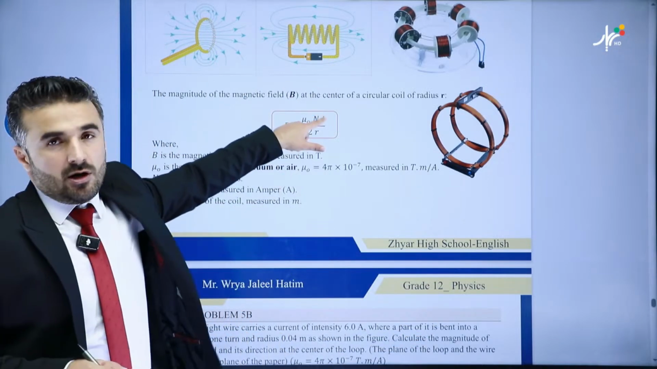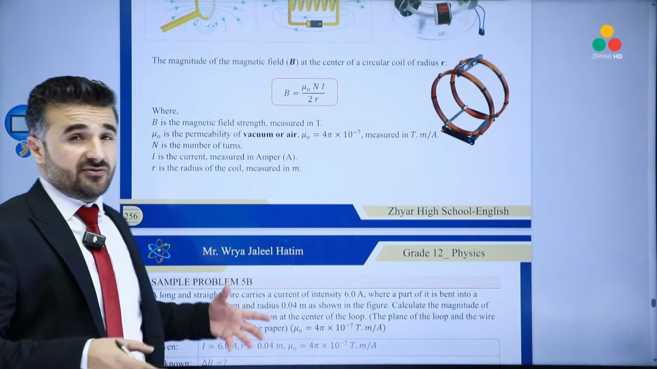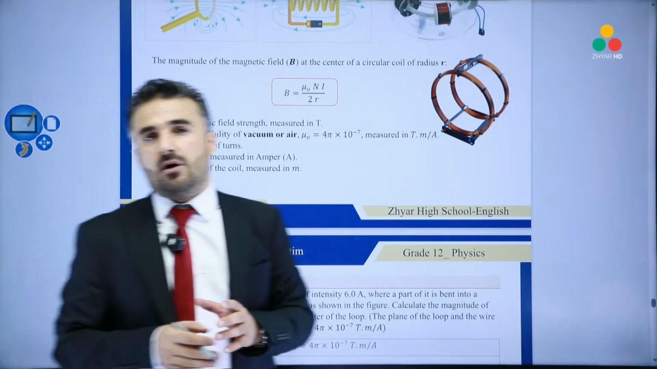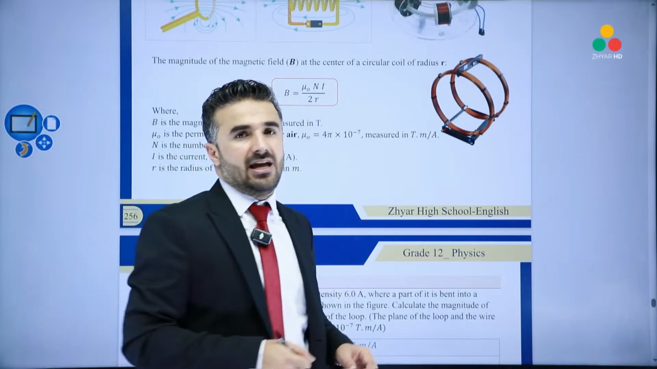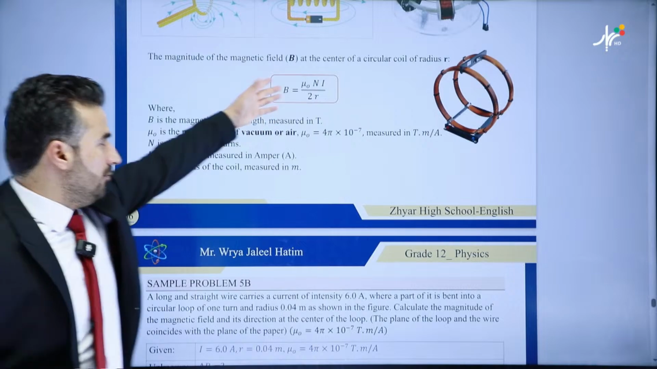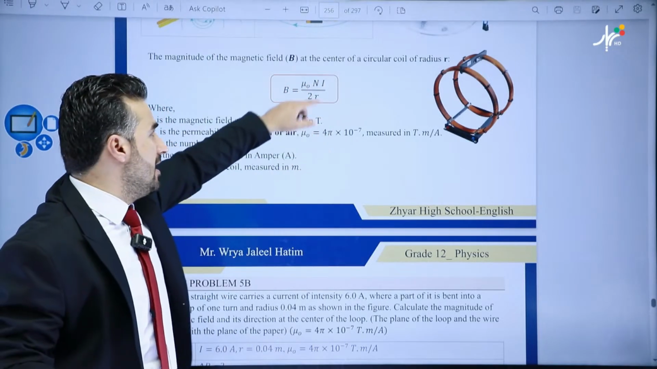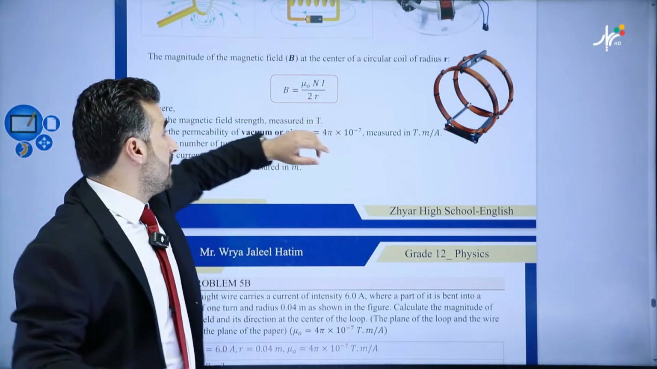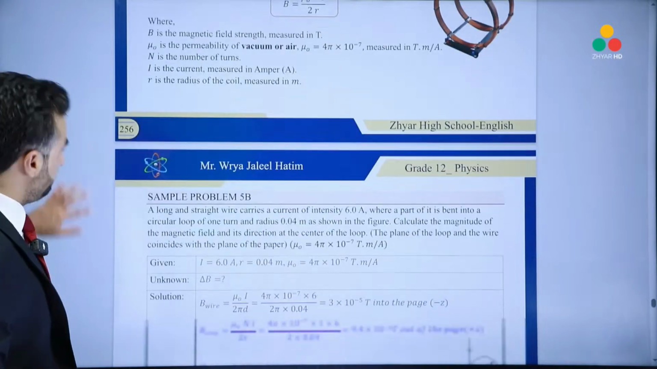And of course, we said mu naught represents the magnetic permeability of vacuum or air, and its value is basically 4 pi times 10 to the power -7. -7 what? We said Tesla meter divided by amperes. Okay, so B is measured in Tesla. N is the number of turns, so no unit, or just in turns, you can say. Current is measured in amperes, and then radius, or R, is measured in meter.